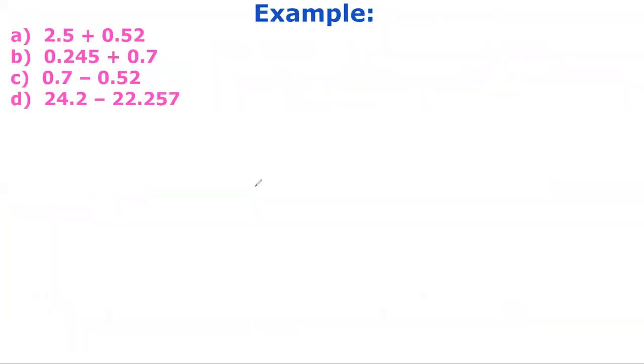Now let's see an example under this method. A, we have 2.5 plus 0.52. So you have to solve this and then write your solution here.